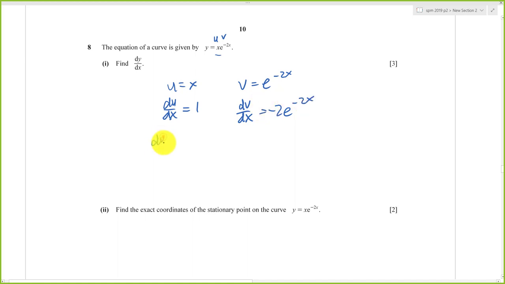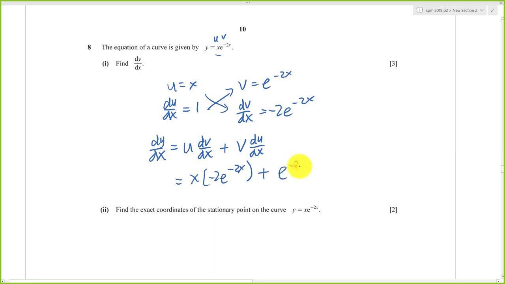Alright, so the product rule tells you that dy dx will equal to u multiply dv dx plus v multiply du dx. So basically it's crossover multiply, and then you add them together. So x multiply negative 2e negative 2x plus v, which is e negative 2x, multiply 1. Just like that. If you want to further simplify, you can do that. You just factorize out the e negative 2x here. It depends whether you are okay to leave your answer like this, or you prefer to further simplify it. But I will always take out the e negative 2x here because it looks a little bit nicer.